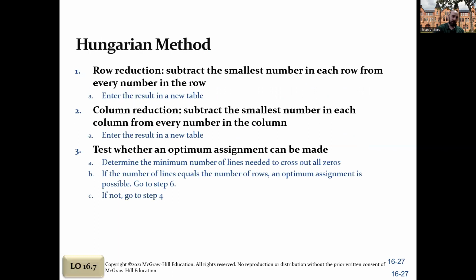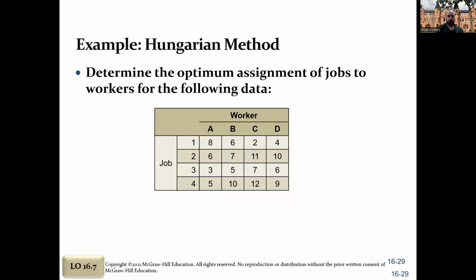So what it says for step one is subtract the smallest number in each row from every number in the row. Well, that doesn't mean anything because this slide really should show this up front. So this is what we're trying to assign. We've got workers A, B, C, and D, and we need to assign the worker to a job or vice versa. Assigning the job to a worker probably makes more sense. And if we do, these are the costs associated with doing that.